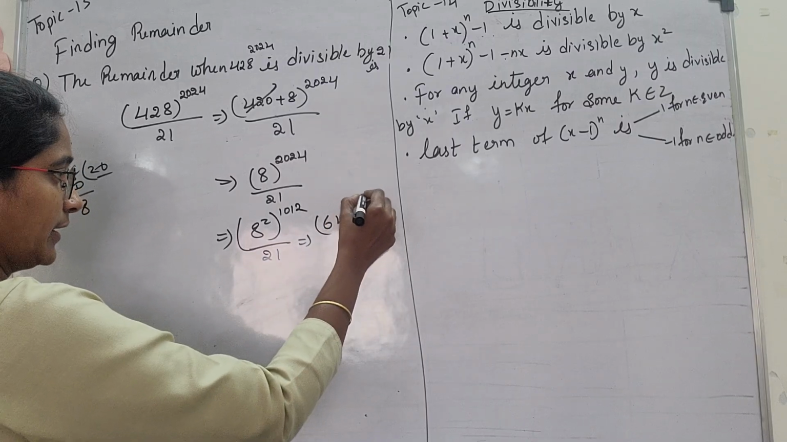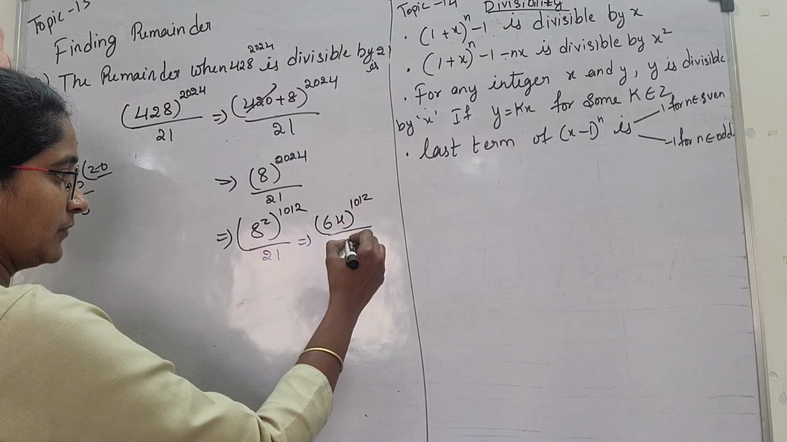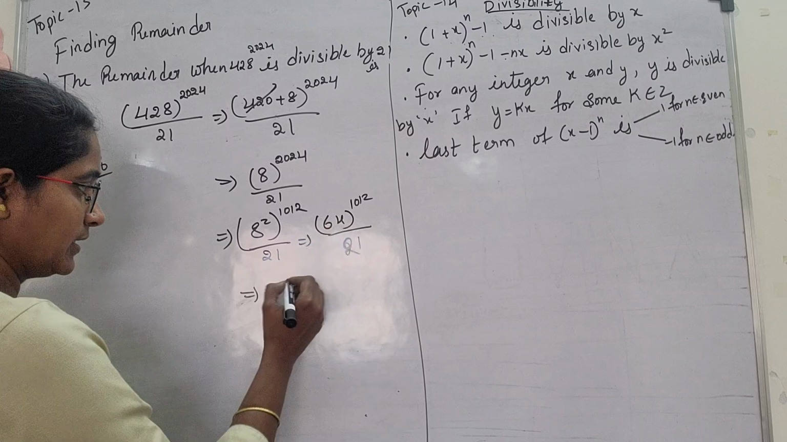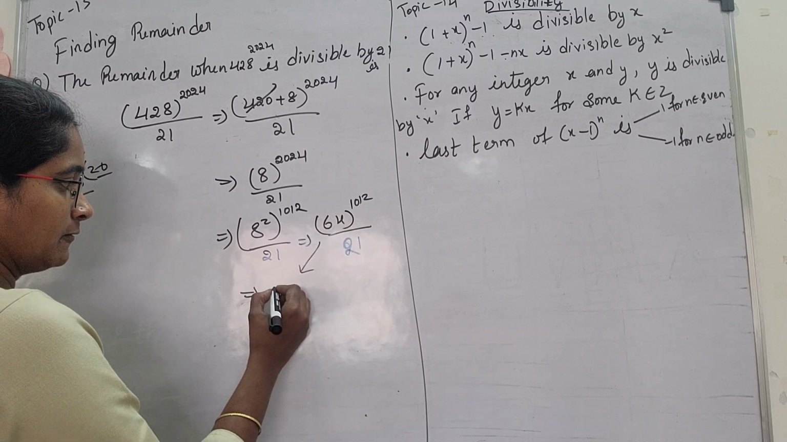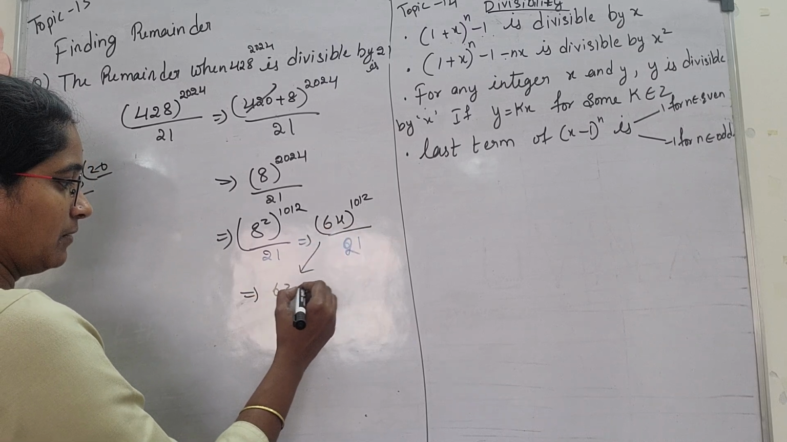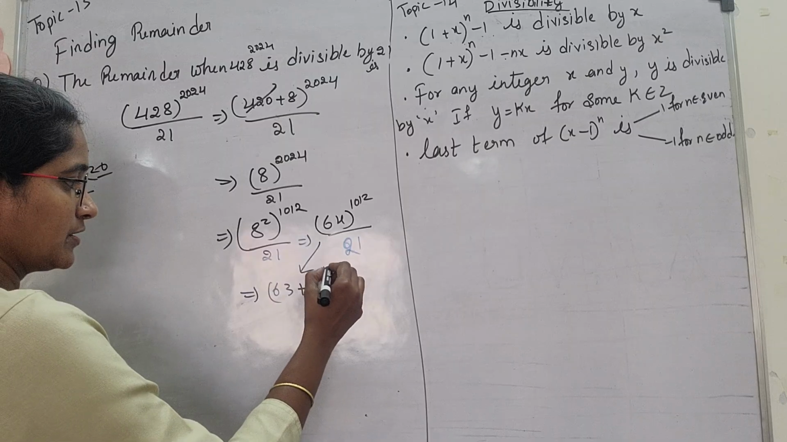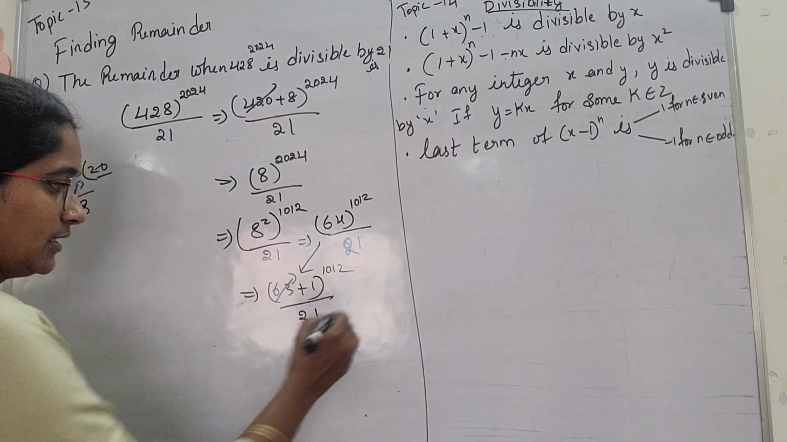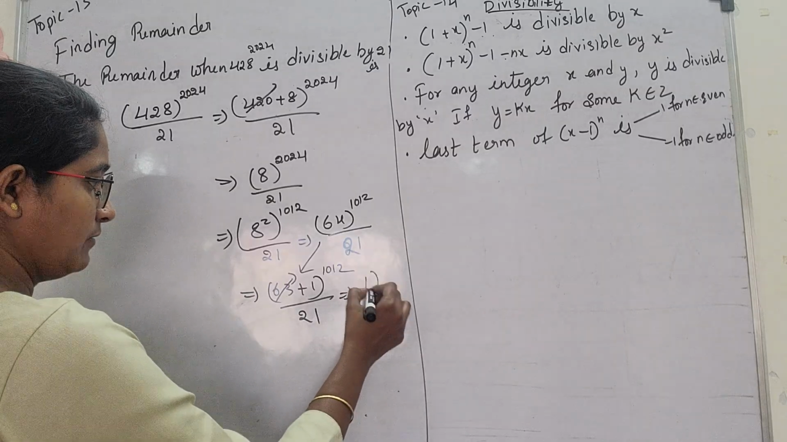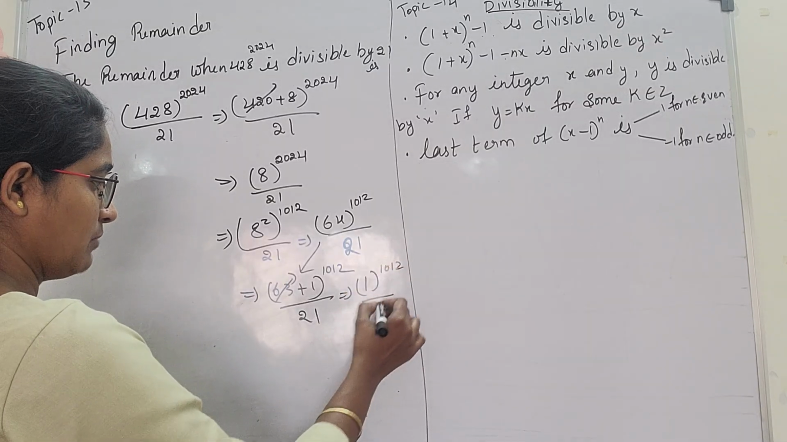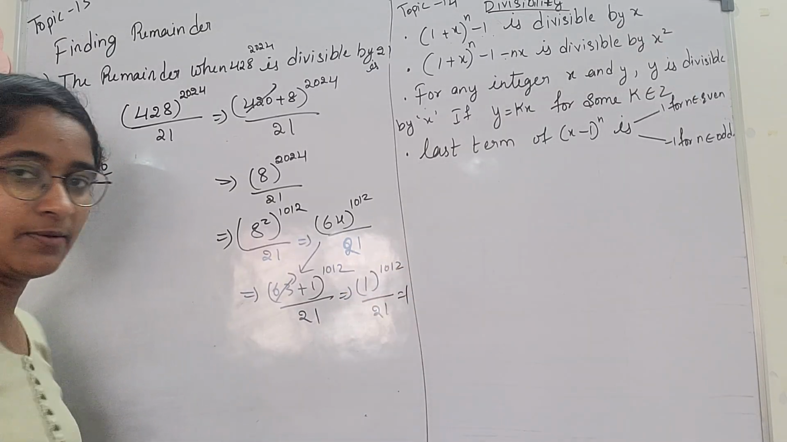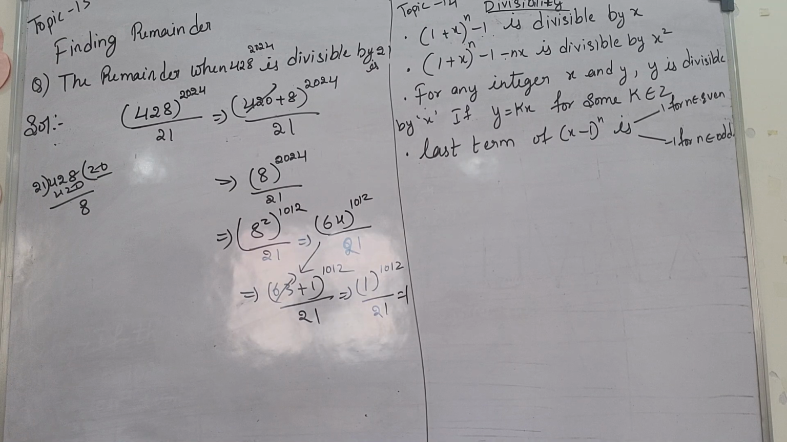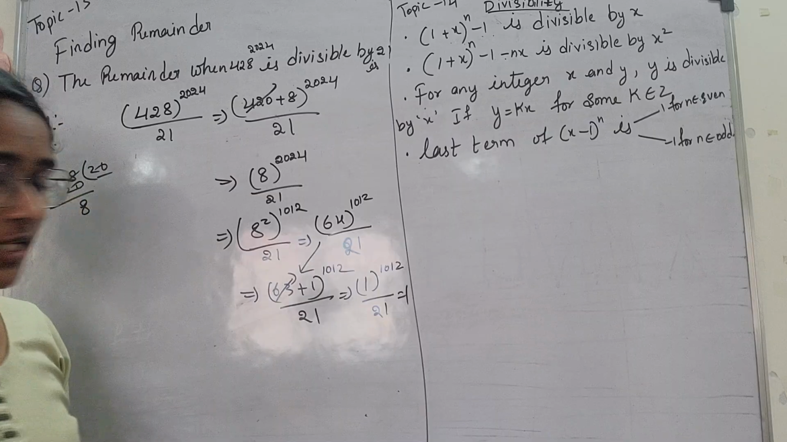Generally 64 we write it, but for us we will convert it. For us we will write this one as 63 plus 1 whole power of 1012 by 21. So this again gets cancelled. The leftover is 1 power of 1012 by 21. So your remainder is how much? 1. Your remainder is 1. That's it.